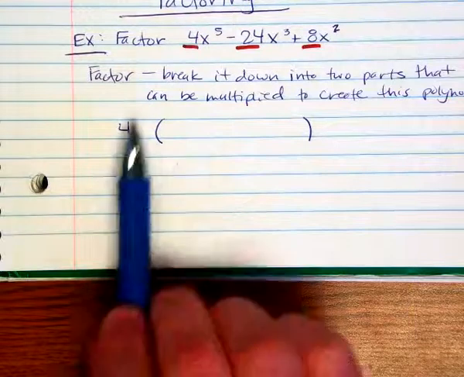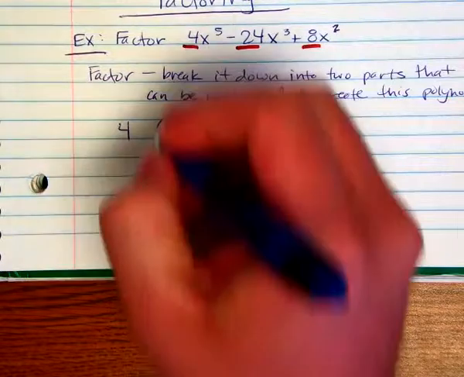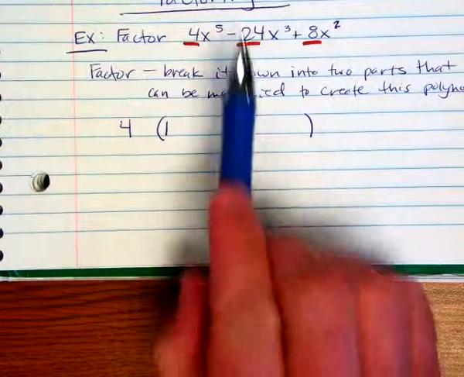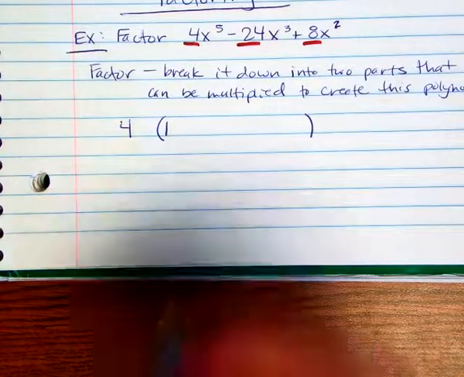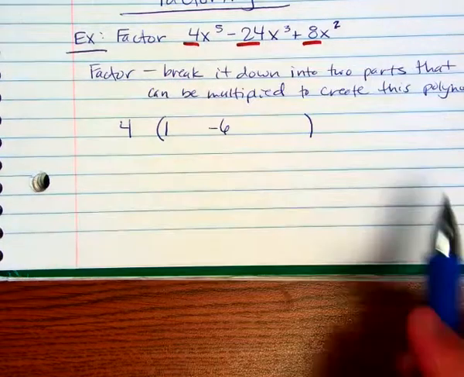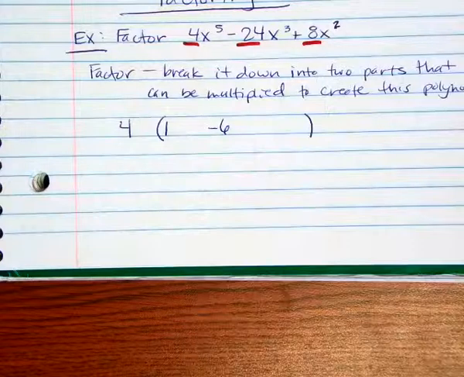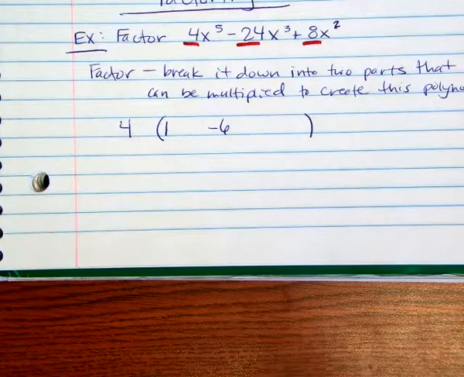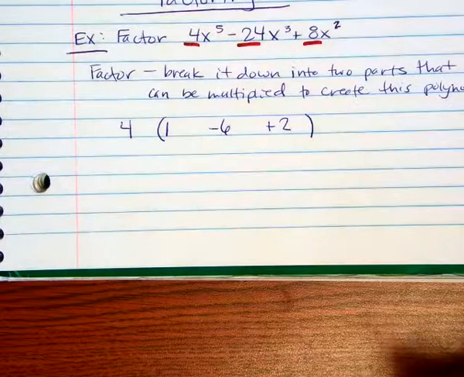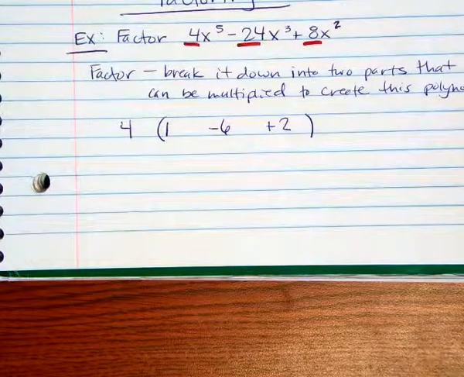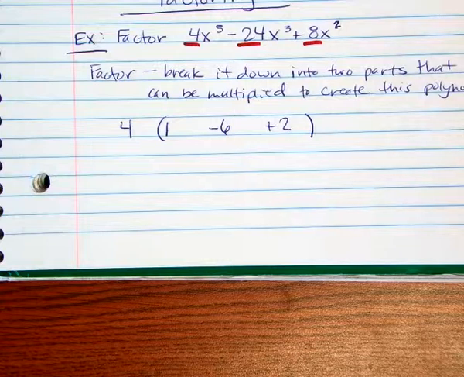What is 4 divided by 4? 1. Should give me a 1. Very good. How about negative 24 divided by 4? Negative 6. All right. And then 8 divided by 4? 2. Positive 2, right? So make sure it's a plus 2. We have now taken care of the coefficients. There's nothing else we need to do there.